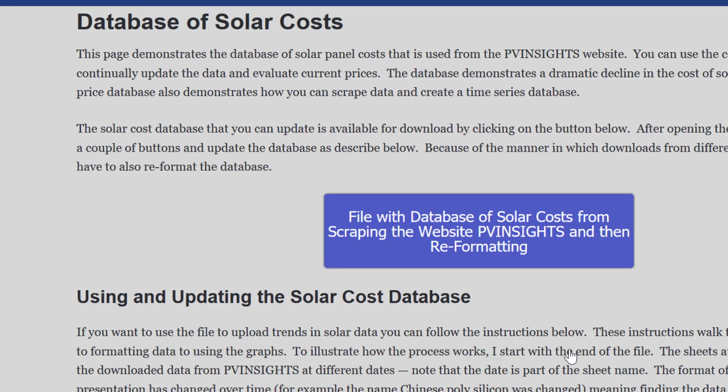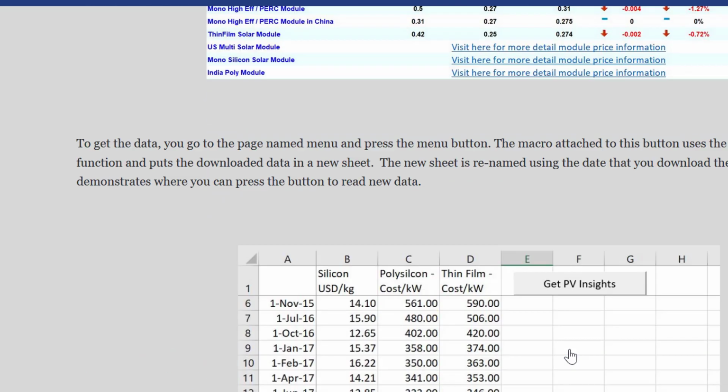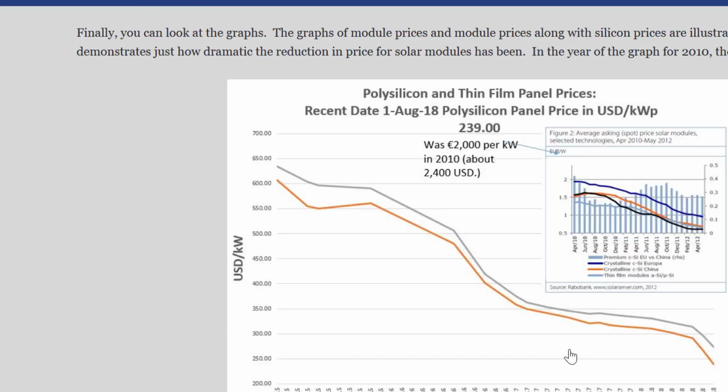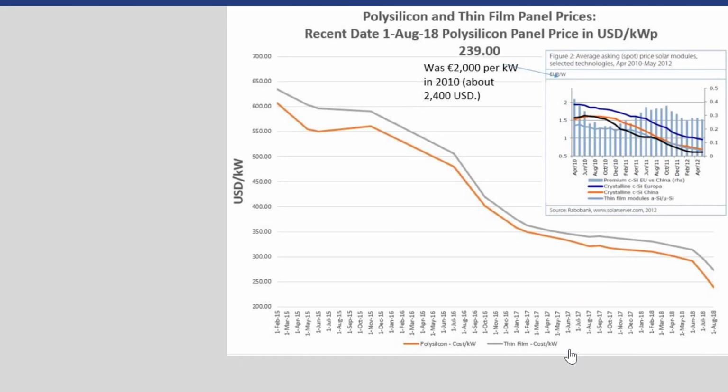and then down on the bottom of the page there's something called solar costs. What you can do is scrape this website called PV Insights, and when you scrape it, it puts it in a whole new sheet. And after you put it in a whole new sheet, you can see what's happened to the cost of a panel itself, which is the centerpiece. And this, I haven't continued, but they've come down to below 200 USD. So that's 20 US cents per watt.